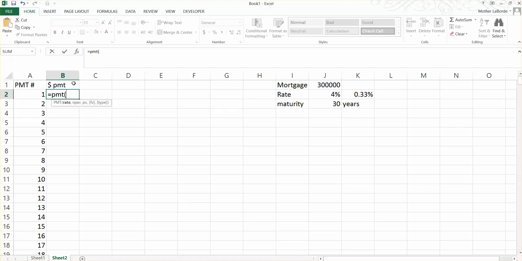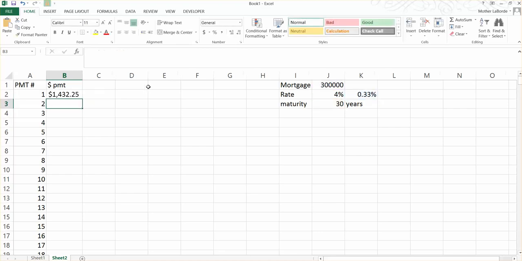There's actually a payment function, and then I enter my monthly rate, and then my number of months. So it's 30 years times 12 months, and once it does this calculation, J3 times 12, it'll get 360. My present value is this 300,000. I want it to return a positive answer as my payment, so I have to enter a negative present value. My future value would be 0. And type is just whether it's an ordinary annuity or an annuity due. I'm assuming it's an ordinary annuity, so I don't need to input a type number there.